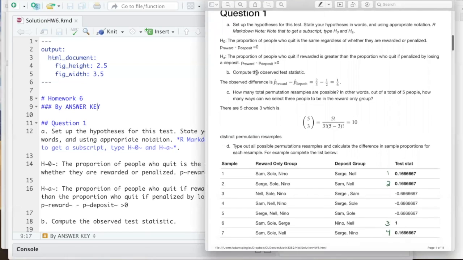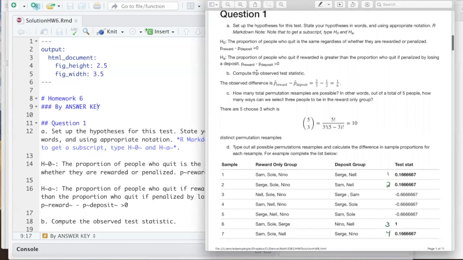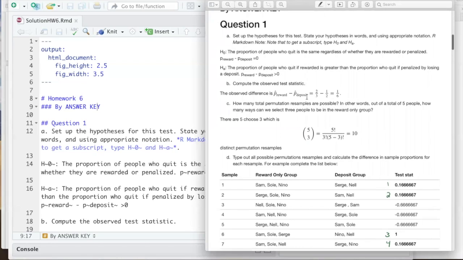The point of this problem was really not to do anything with R, but to be sure that we have the process down straight in our head, that we can do it ourselves before we have to try and code a program to tell R what to do. We can't program R unless we know ourselves what it is that a permutation test is doing. So our observed difference would be the 2/3 that quit from the reward group minus the 1/2 of the people that quit in the deposit-based group. So we got an observed difference of 1/6.